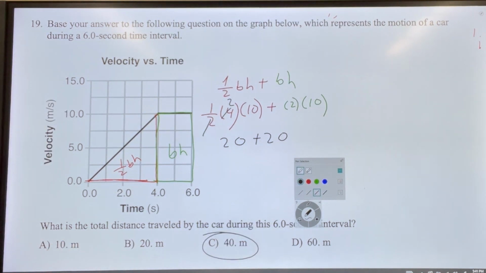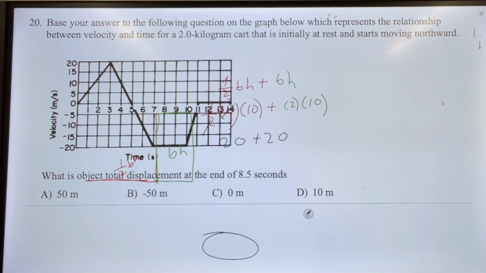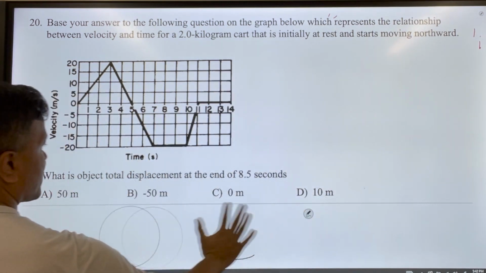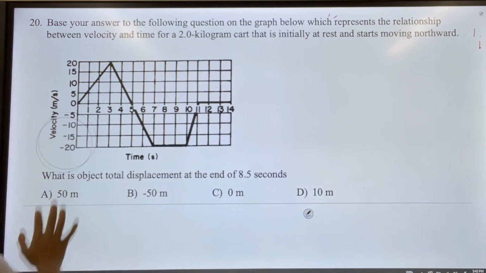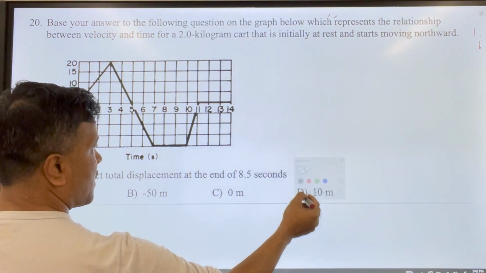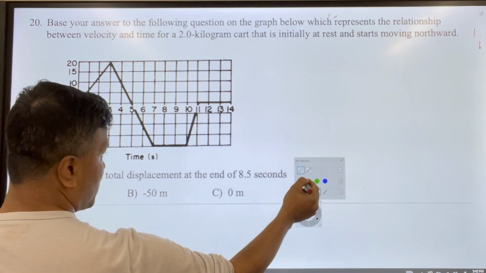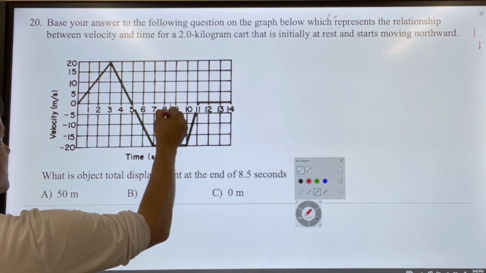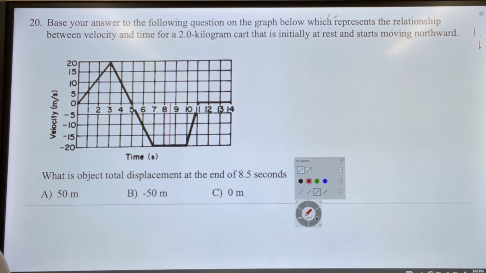Okay, that takes us to 20. Problem number 20, I ask you, if something moves, at 8.5 seconds, what would be the object's displacement? This is 8.5. What would be the object's displacement?